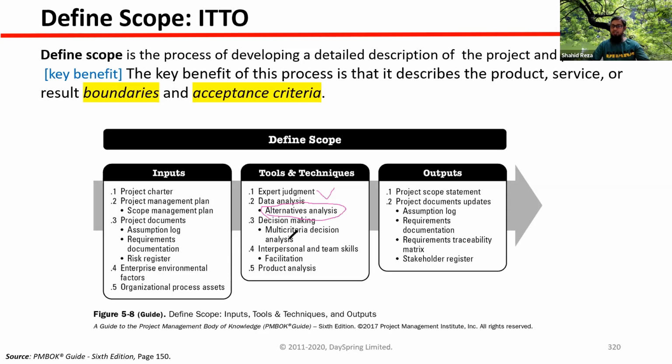Then multi-criteria decision analysis, that we already discussed. If any decision related argument comes, then we can use multi-criteria decision analysis to finalize our scope. What we are trying to do is finalize the scope of the project, setting the boundary of the project, right? Boundary of the project, and also setting the acceptance criteria against all the requirements that are collected here.